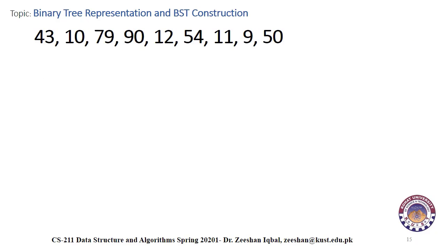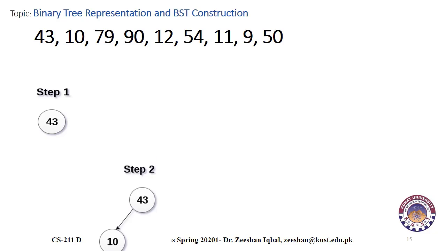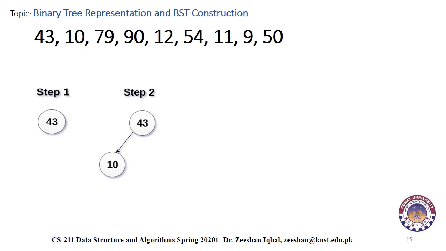Suppose we have the following values. We can see that the first value is 43. So 43 will be added as the root node. We can see that the next value is 10. So we will compare it with the root node. We can see that 10 is less than 43. So we will place it as the left child of 43.